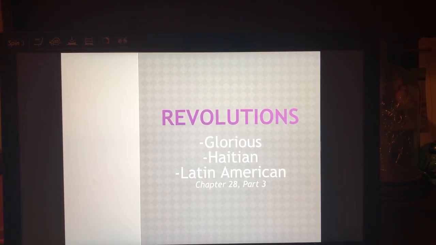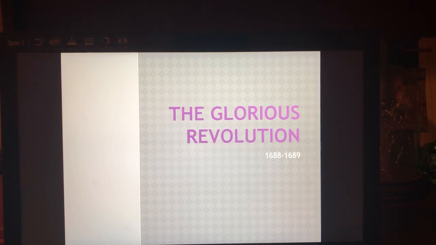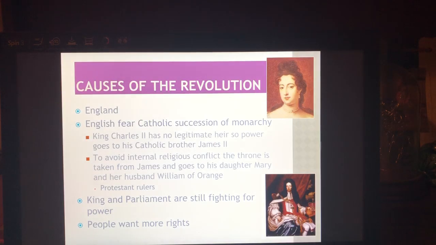This is the last part of chapter 28. We're going to be looking at the Glorious Revolution in England, the Haitian Revolution, and Latin American revolutions that will all stem from, and be inspired by, the American Revolution and the French Revolution. First, we're going to look at the Glorious Revolution. It actually happened before all the revolutions, before the American Revolution and the French Revolution.